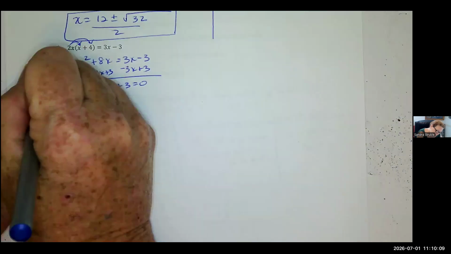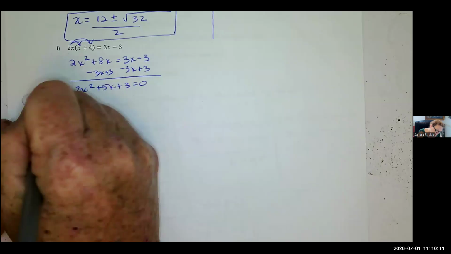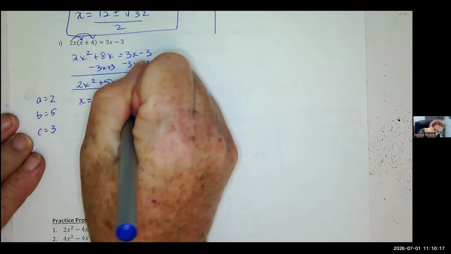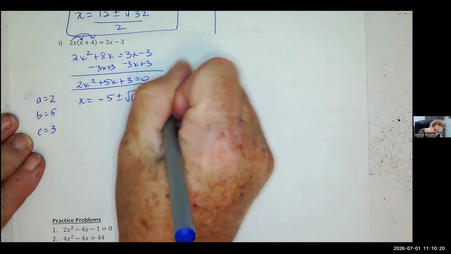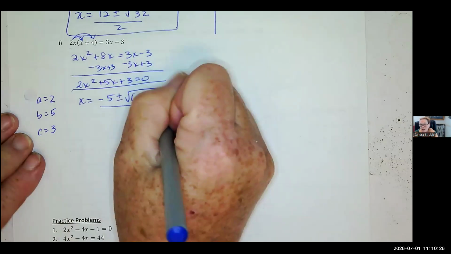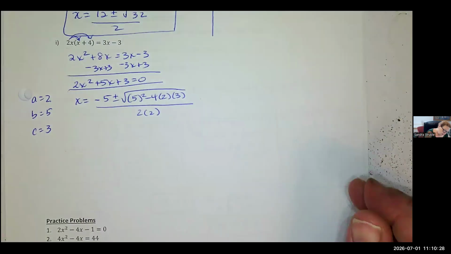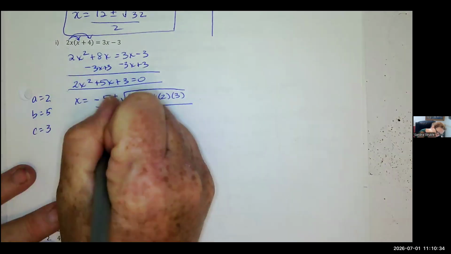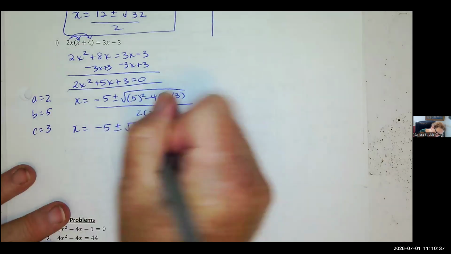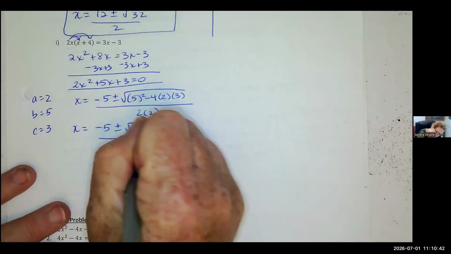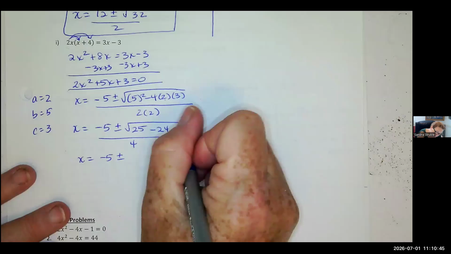A is 2. B is 5, and C is 3. X equals negative b plus or minus the square root of b squared minus 4ac, all of that over 2 times a. I do not expect you to have this memorized, no matter which class you're moving on to. Okay. All right. Negative 5 plus or minus the square root of 5 squared is 25. 4 times 2 is 8. 8 times 3 is 24. Square root of 25 minus, 25 minus 24 is 1.